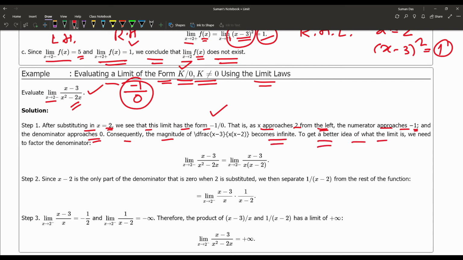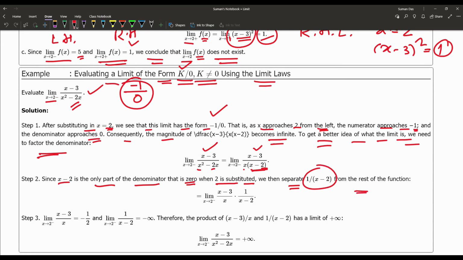To get a better idea of what the limit is, we need to factor the denominator. The numerator is x minus 3, and we keep it intact. The denominator is x squared minus 2x, and taking x common, that is x times (x minus 2). We can see that x minus 2 is the problematic part, the only part of the denominator that is 0 when 2 is substituted. So we then separate 1 by (x minus 2) from the rest of the function.